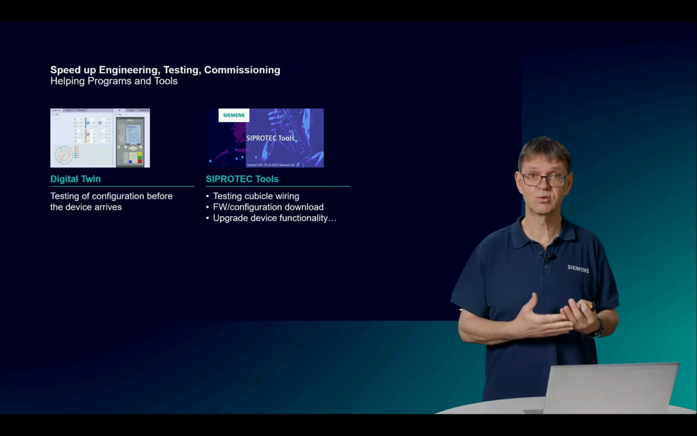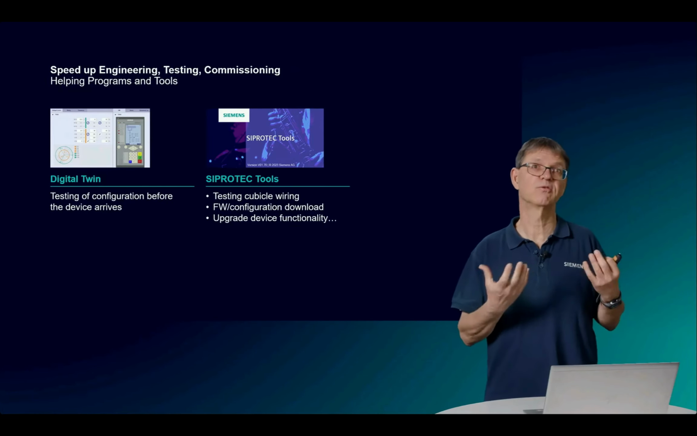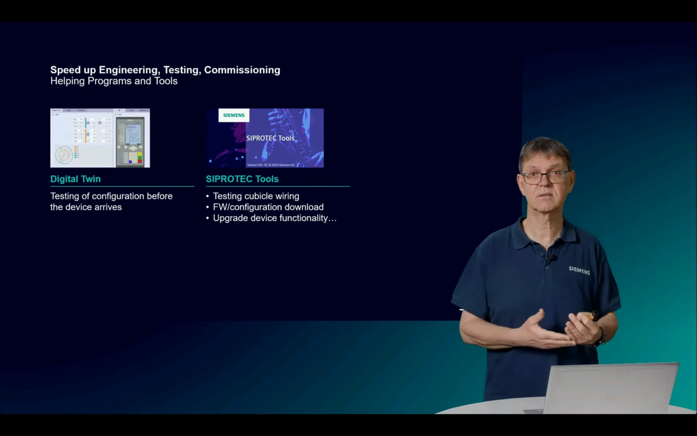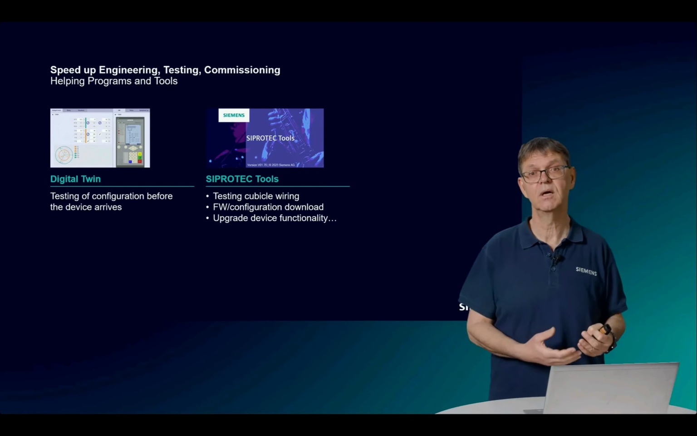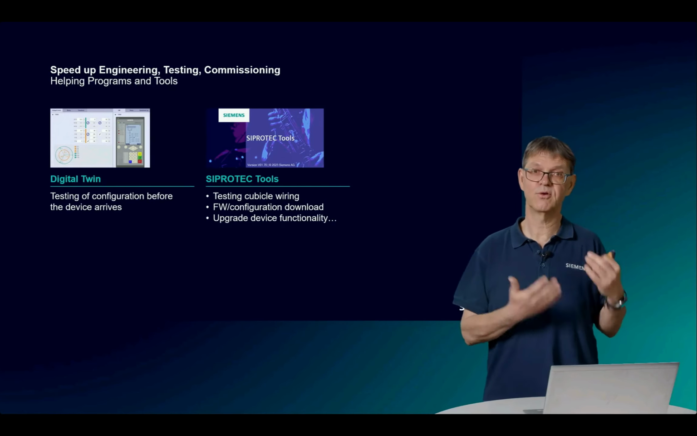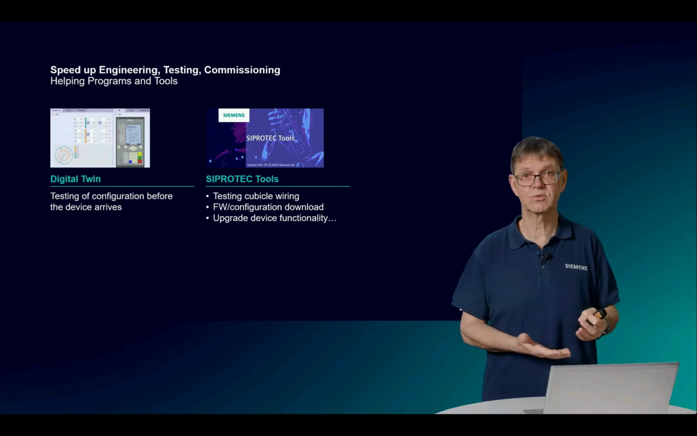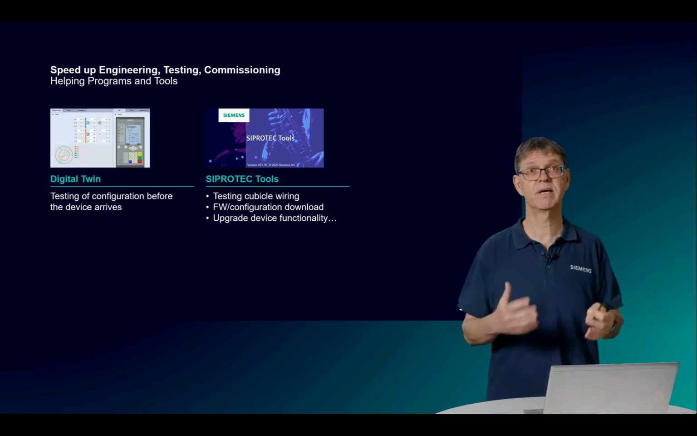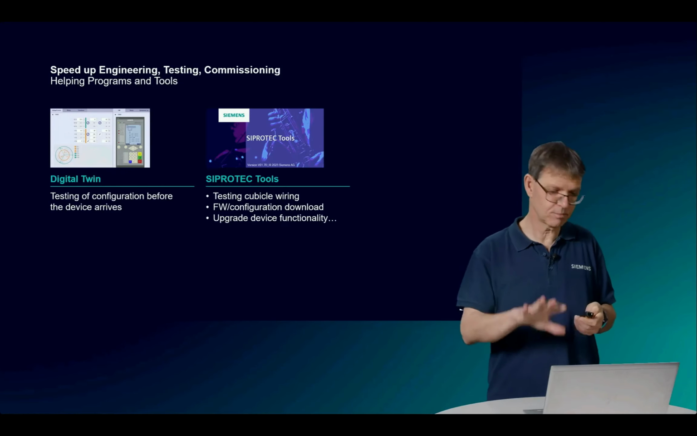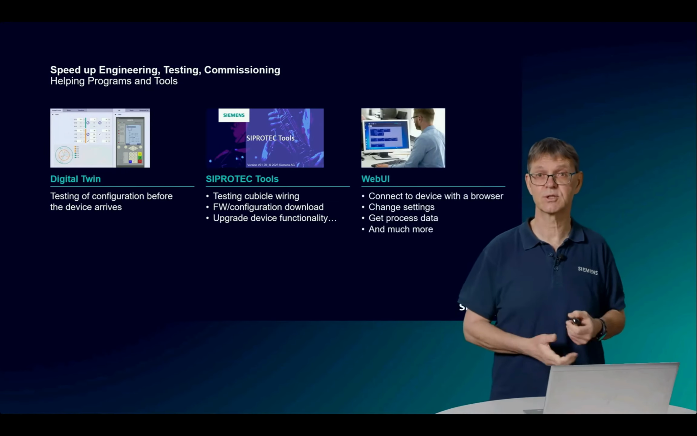Then we have the SIPROTEC tools. It's a bundle of functions that help testing the cubicle wiring, for example. After the installation, you can download the firmware and the configuration into the relay, and you can upgrade the device functionality, and many other functions. I will also talk about that in one of the two sessions.